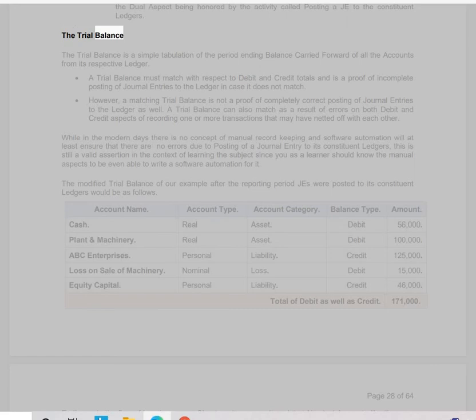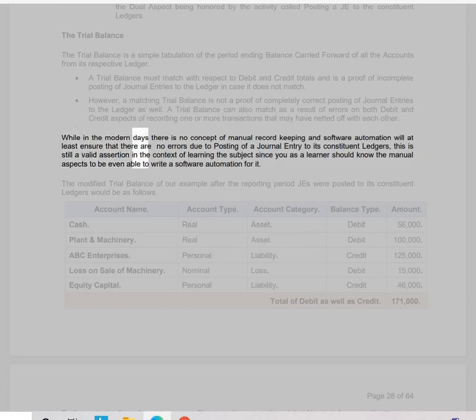The trial balance. The trial balance is a simple tabulation of the period ending balance carried forward of all the accounts from its respective ledger. A trial balance must match with respect to debit and credit totals, and is a proof of incomplete posting of journal entries to the ledger in case it does not match. However, a matching trial balance is not a proof of completely correct posting of journal entries to the ledger as well. A trial balance can also match as a result of errors on both debit and credit aspects of recording one or more transactions that may have netted off with each other.